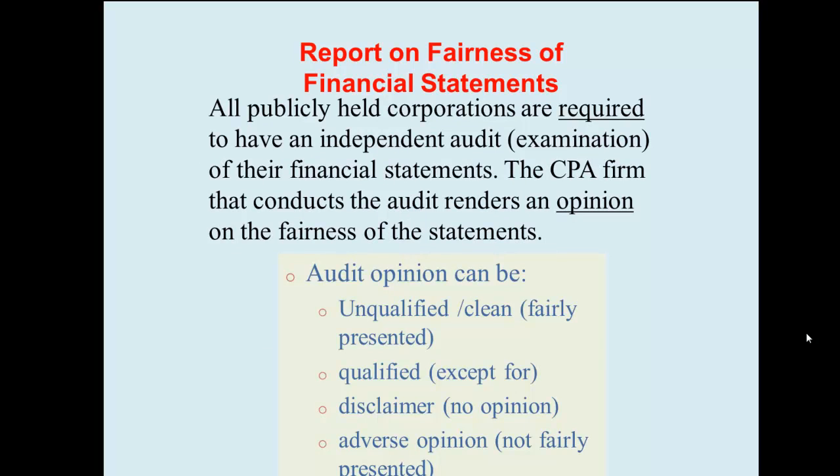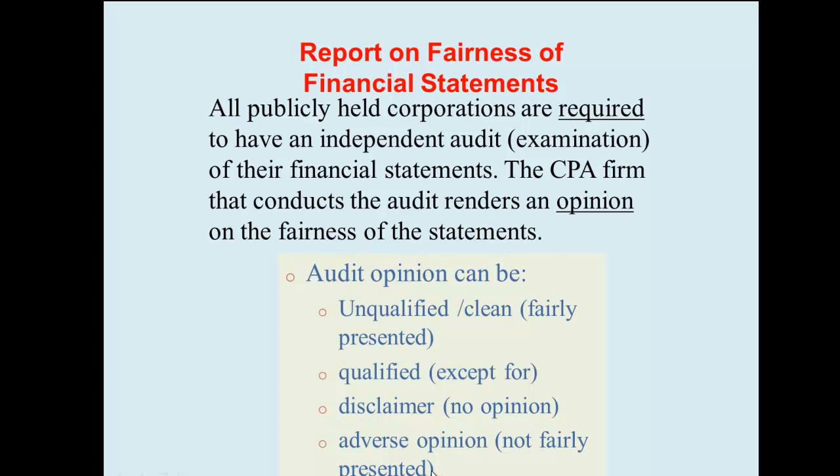So the report on the fairness of the financial statements, that's going to be the audit opinion. We have an unqualified or clean opinion. This is good. This is saying that the financial statements are fairly presented. This is what companies strive for. Qualified means that the financial statements have some type of qualification: except for one or two little things, for the most part, the financial statements will look good. Sometimes a disclaimer of opinion might be given. Perhaps the company would not provide adequate documentation with respect to inventory, for example, and the auditing CPA firm could not express an opinion, so they would have no choice but to have a disclaimer, meaning that they could not give any opinion. And the worst thing would be an adverse opinion stating that the financial statements are not fairly presented.